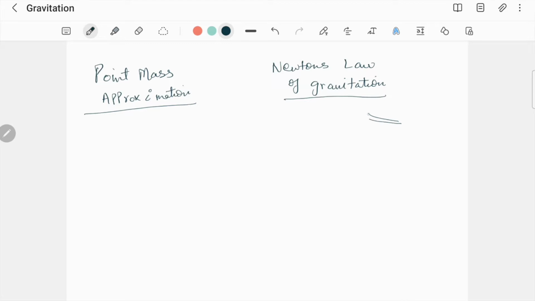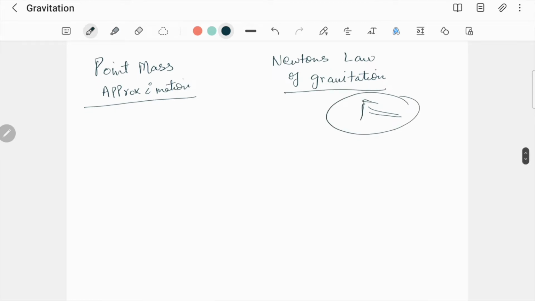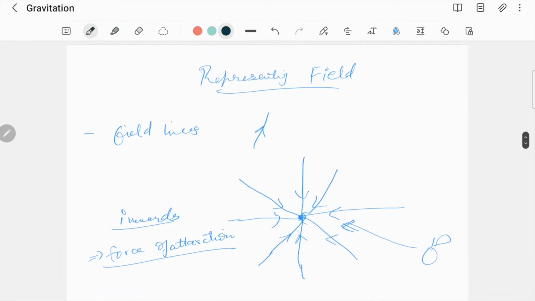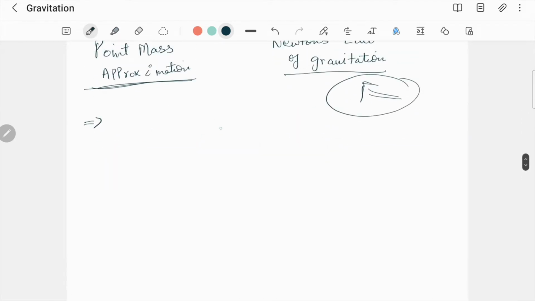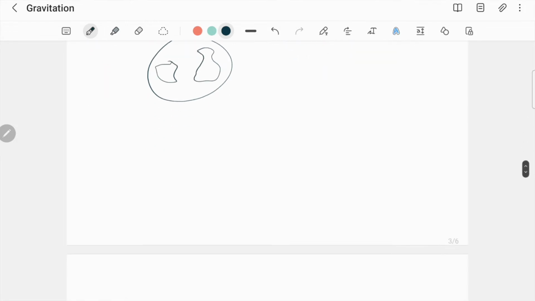Now, before we discuss Newton's law of gravitation, which is a very important part of this topic, we need to discuss what a point mass is, or point mass approximation, as I've used the word. So, remember here we talked about a point on which the gravitation field lines had arrows coming in. So imagine that this point is Earth. Now, Earth is not a point, it is a huge planet.